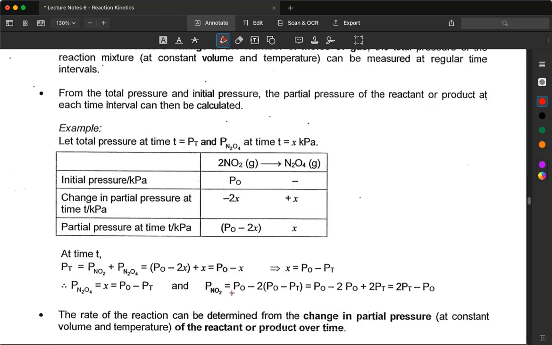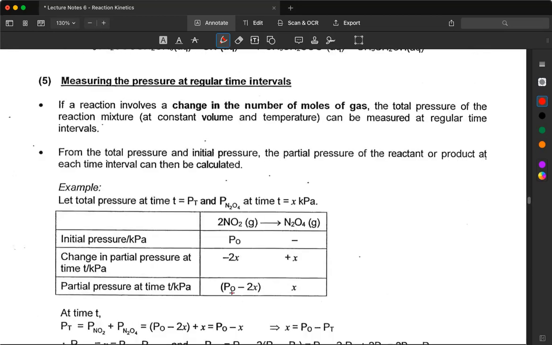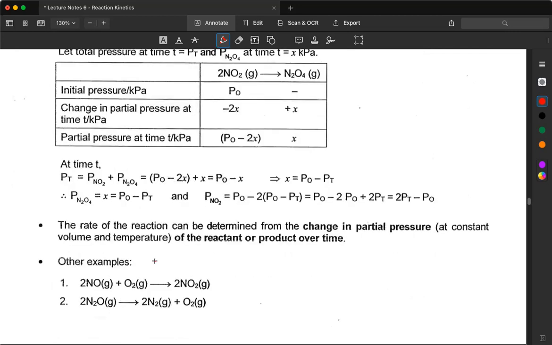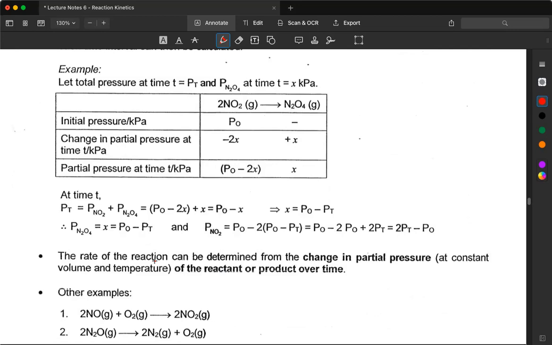Okay, so we can actually use this method as well. So you measure the rate of reaction by determining the change in partial pressure of the reactant over time. Okay.